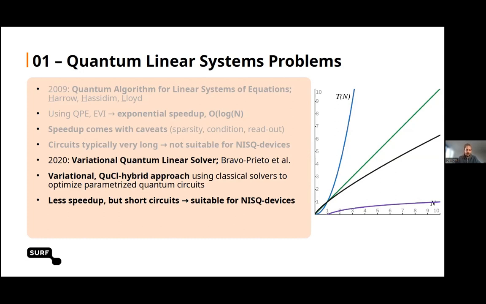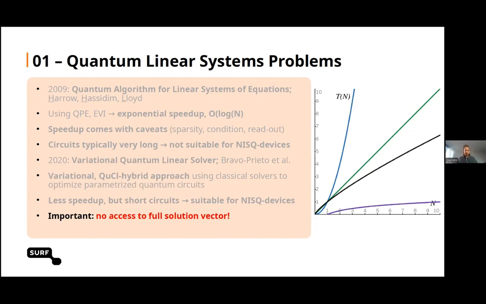And these algorithms, because they have much shorter circuits, are very suitable for current devices already, and we can already run some toy models at least, bigger toy models even on current devices. We can go to the next slide.